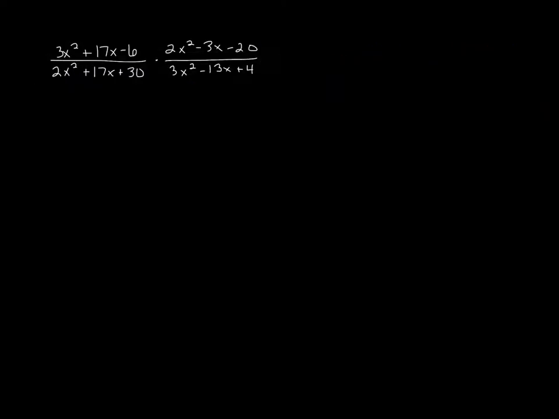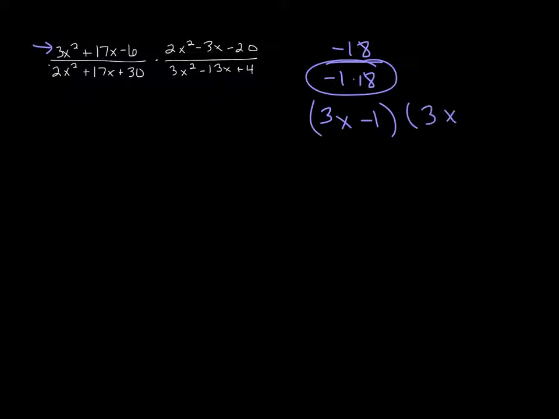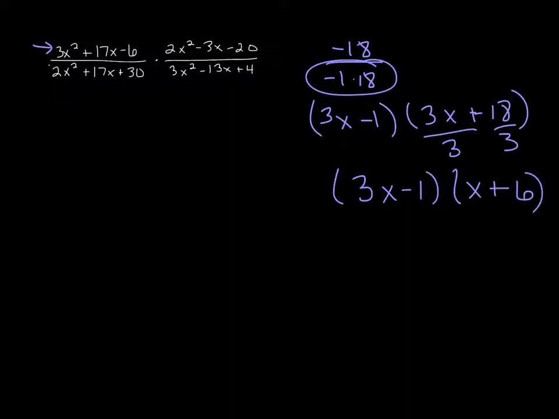All right, let's factor each part here. We'll start with this first numerator. A times c is negative 18. Signs are different. Larger number is positive because b is positive. So negative 1 times 18, and that works. It gives me 17. And don't forget, it's 3x squared. So we have 3x minus 1 and 3x plus 18. And then this one can be reduced by 3. So 3x minus 1 and x plus 6.